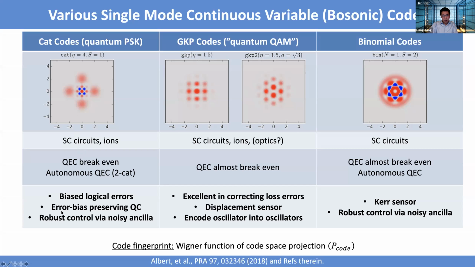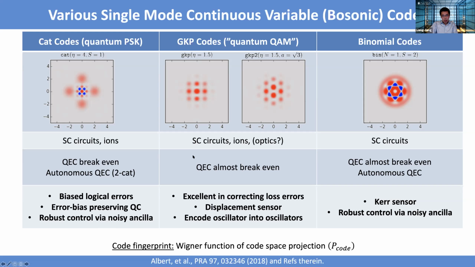And also you can design a full universal gate set that preserves the bias of the error, which can lead us to design hardware-efficient fault-tolerant quantum computing. There are also some ideas which we think make it possible to design robust control of the cat codes with an ancilla, which could be noisy, but the control does not suffer from the noisy ancilla.